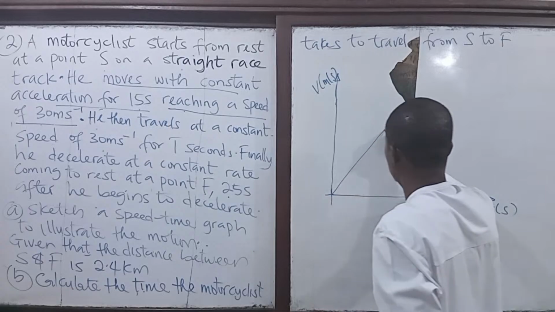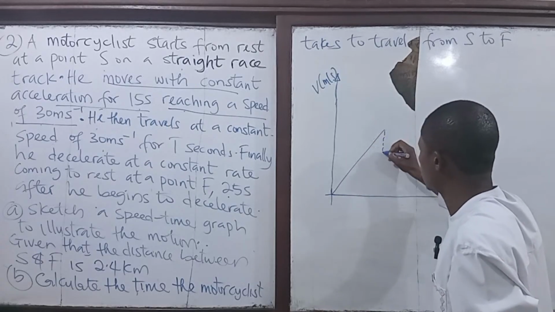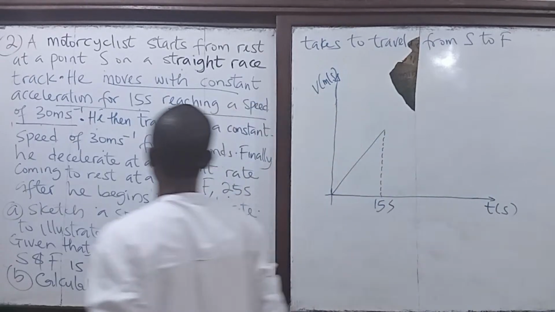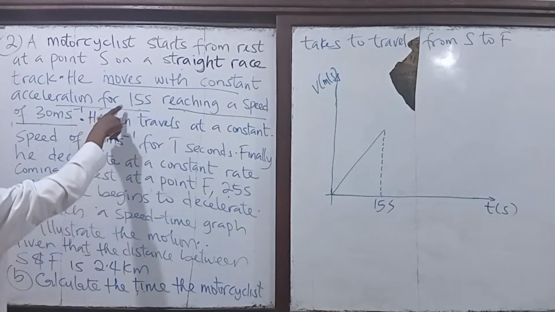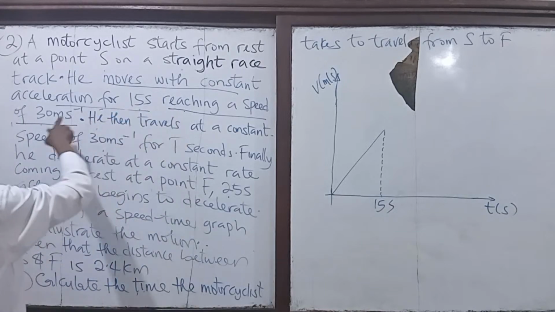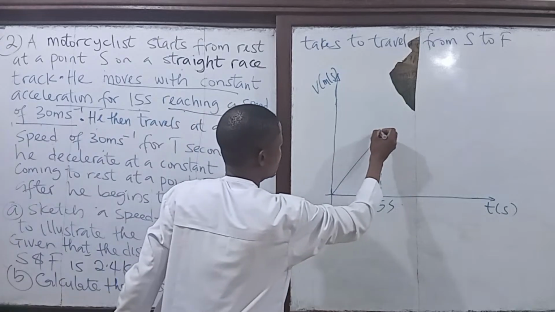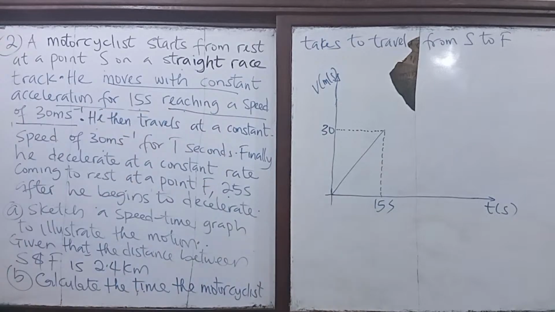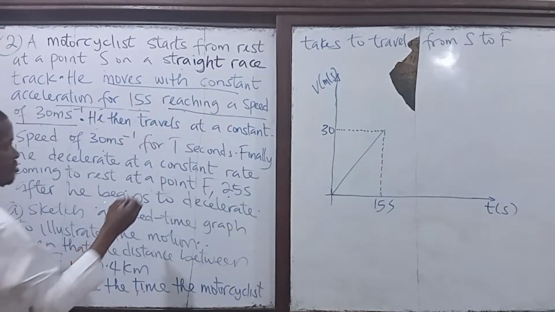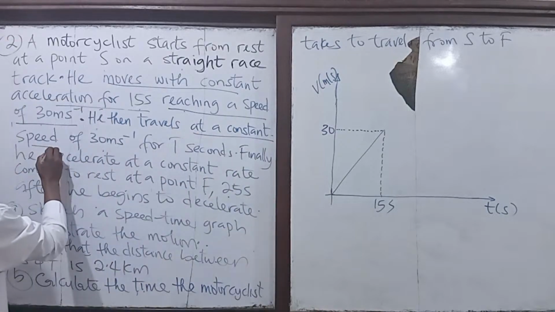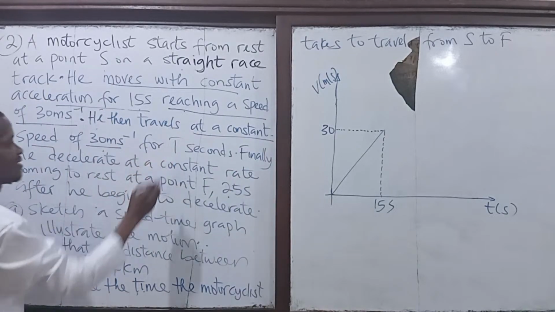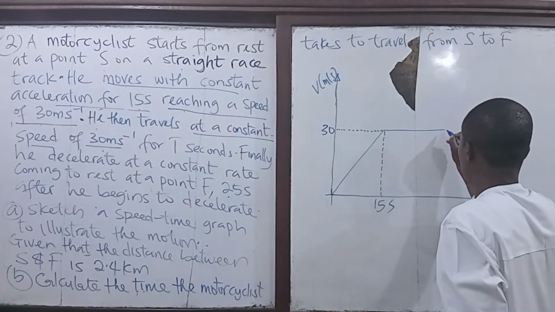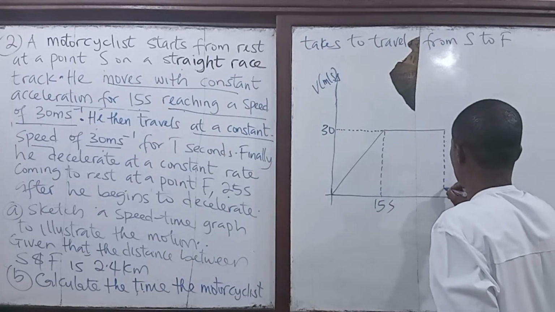Acceleration is here, for 15 seconds. It moves for 15 seconds, reaching a speed of 30. Put your 30 there. It then travels at a constant speed of 30 for 3 seconds, so it maintains the speed. The speed is constant for 3 seconds.